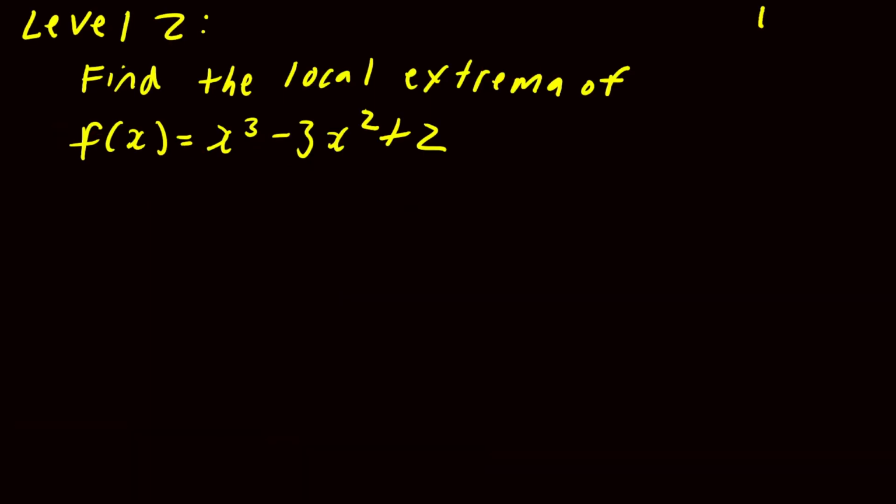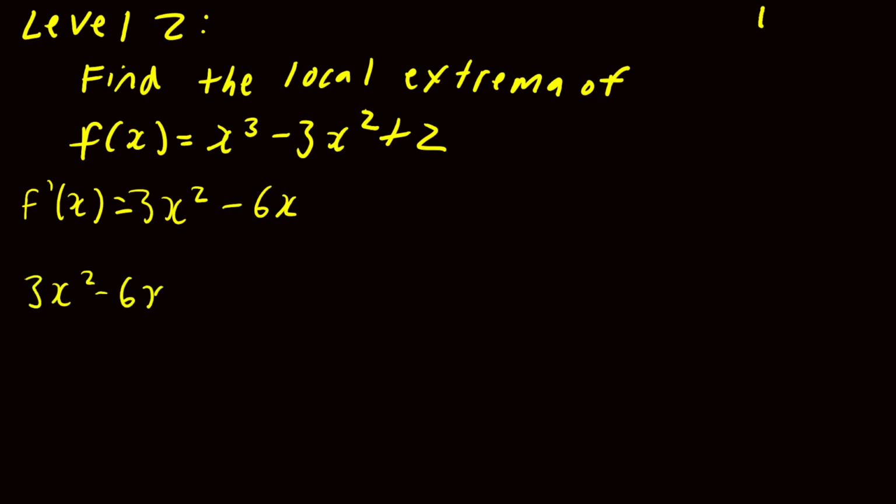So now let's go on to our level 2 example. Find the local extrema of f of x equals x cubed minus 3x squared plus 2. Again, we're just doing the same steps. We find the first derivative and set it equal to 0. So the first derivative would be 3x squared minus 6x. All right, we set this equal to 0, so 3x squared minus 6x equals 0.